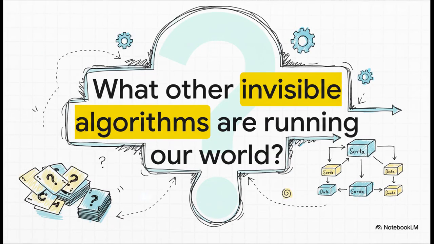And that kind of leaves us with one last big thought. We've only just scratched the surface of how computers create order out of digital chaos. And if this much thought goes into just sorting a list, it really makes you wonder, right? What other incredible, invisible algorithms are humming away in the background, shaping our world in ways we don't even see?